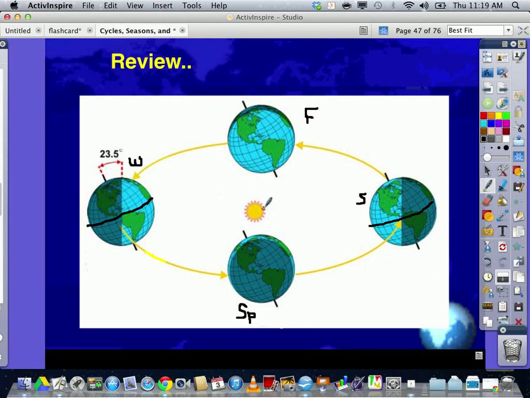We said spring and fall were equinox, so they have equal amounts of day and night. So you can see from the diagram, this entire side of the world is having night at this time. And then here, if we look at fall, this picture represents daytime on this side of the world, so equal amounts of day and night.